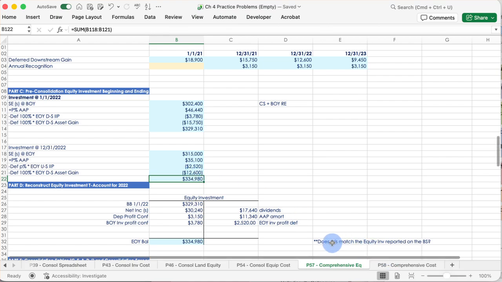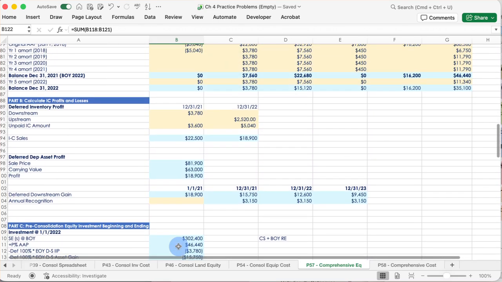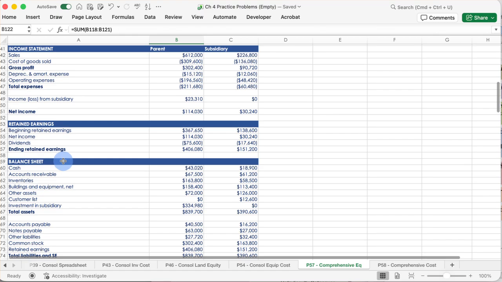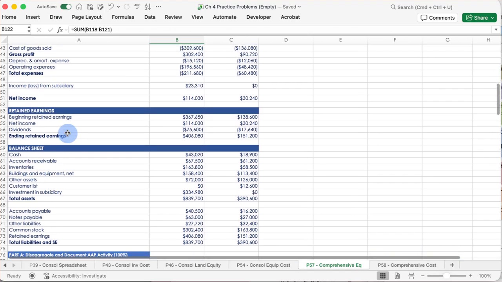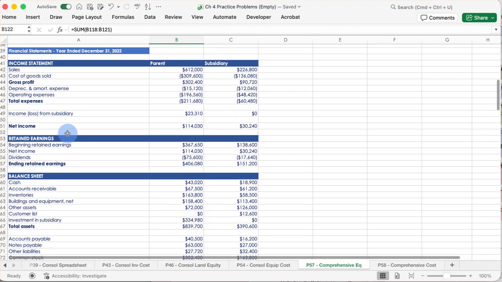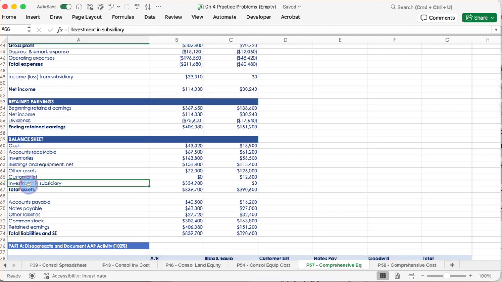And let's go see if that matches our balance sheet. So double check that number, 334,980. Why are my eyes not finding it? Okay, we just named it investment in subsidiary instead of equity investment. But there it is, $334,980.